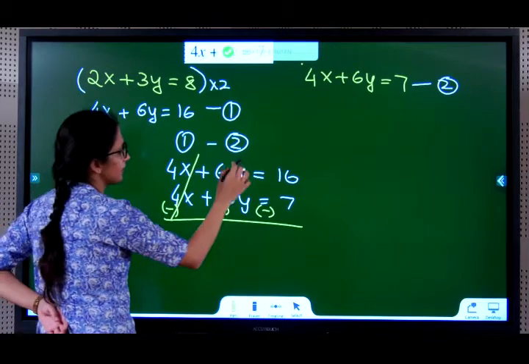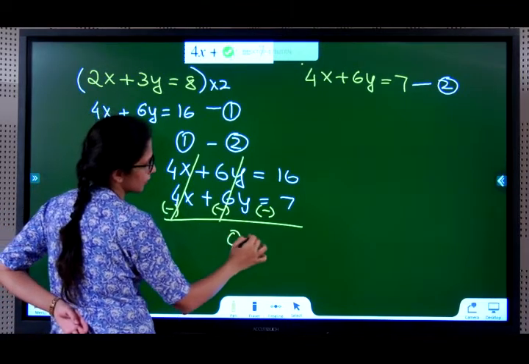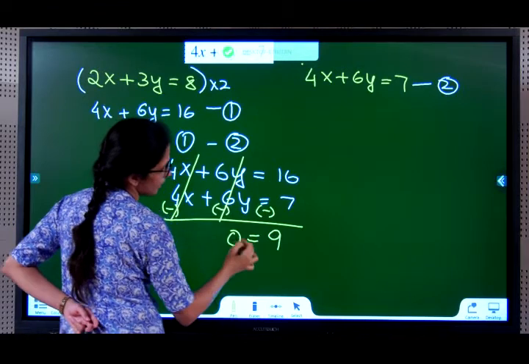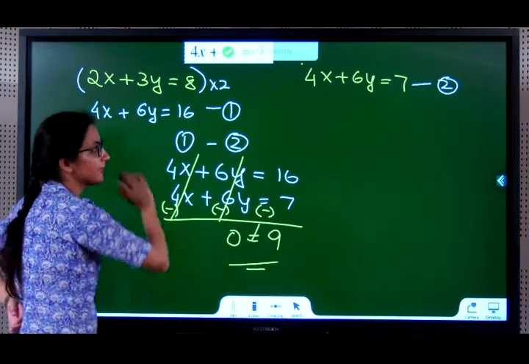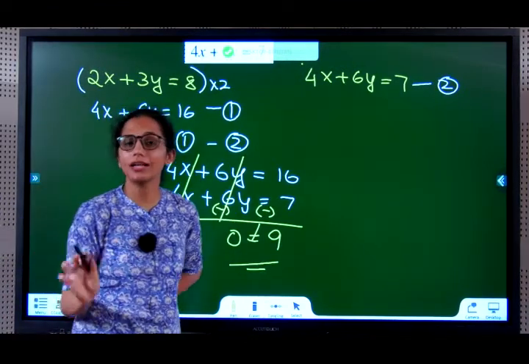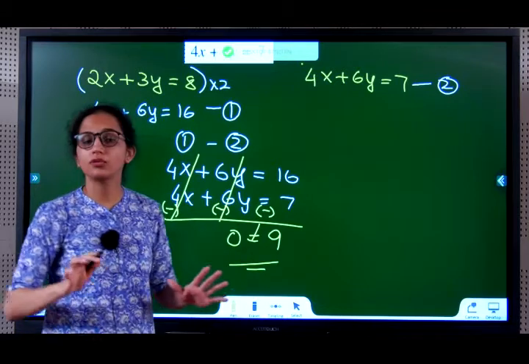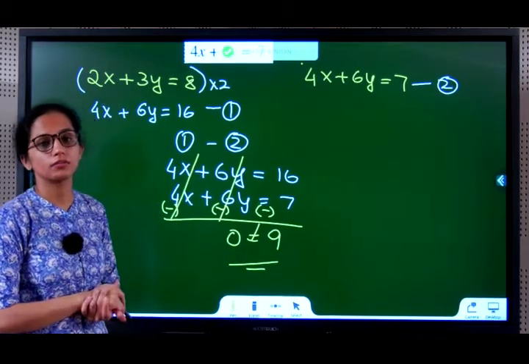4x minus 4x cancel, 6y minus 6y cancel, so you get 0 here. 16 minus y, 9. Is 0 equal to 9? No. That means the pair of linear equations do not have a solution. Not true. They do not have a solution.